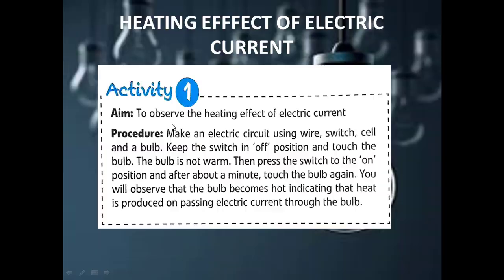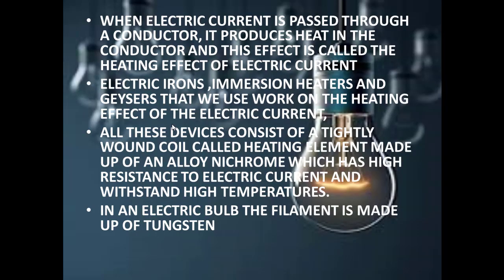Well, children, you have to understand that when electric current is passed through a conductor, it produces heat in the conductor, and this effect is called the heating effect of electric current. This principle is used in the electric irons, immersion heaters and geysers that we use in our houses. All these devices consist of a tightly wound coil called the heating element. This is made of an alloy called nichrome, which has high resistance to electric current and withstands high temperatures.